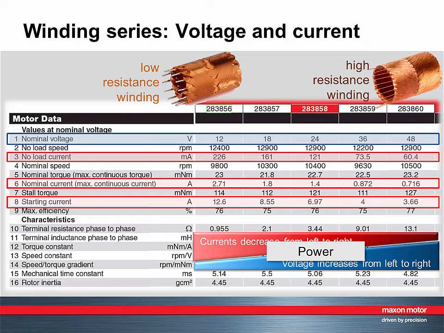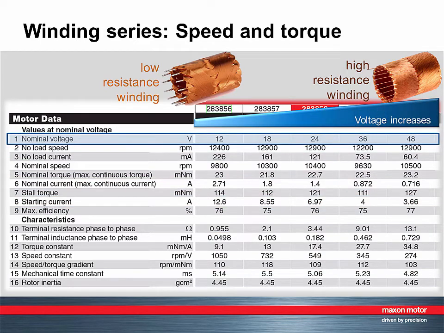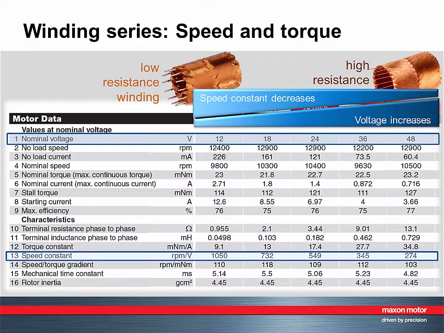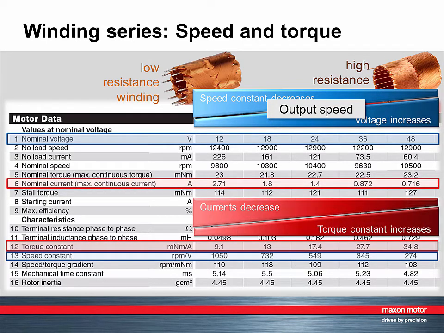This means that the same mechanical output can be reached with any winding but with different electrical input voltage and current. The increasing voltage is compensated by a decreasing speed constant, resulting in the same output speed. The same output torque can be reached with all the windings with less and less current, because this is compensated by a higher and higher torque constant.